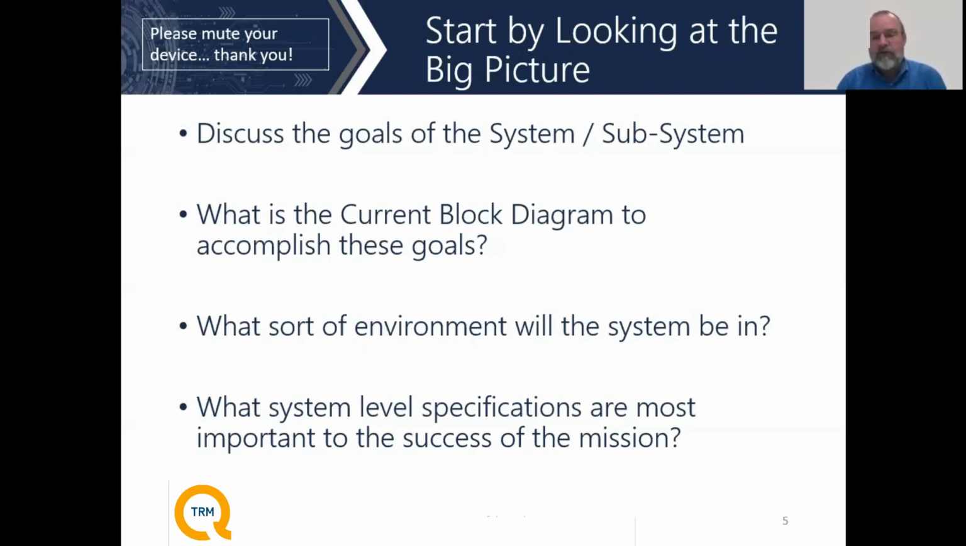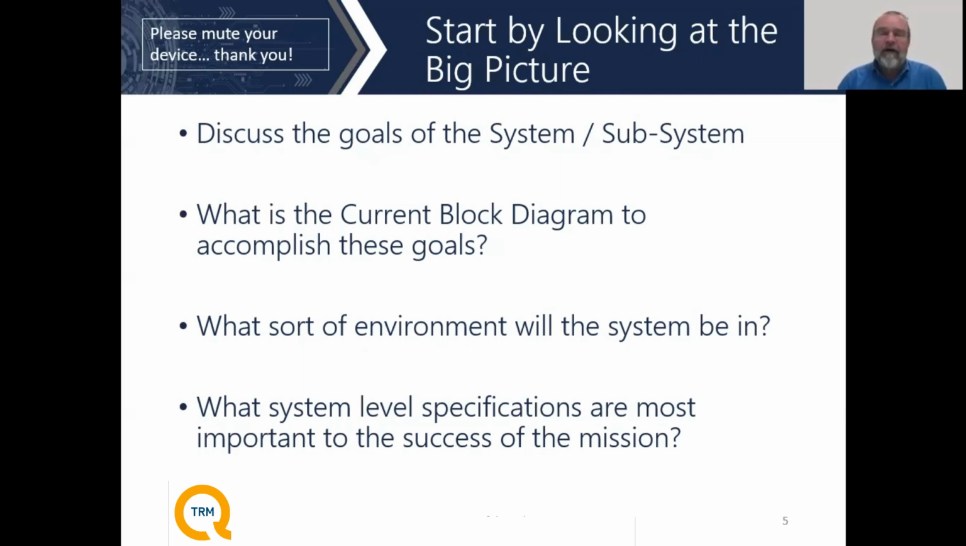And part of that discussion very often, I think it's a very good thing to fully understand what the system engineer has in mind, is to do a quick overview of the block diagram of the system, as well as what this system is trying to do. Is it trying to detect a threat? Is it trying to track something? What is it that they're trying to do? Is it a data link?